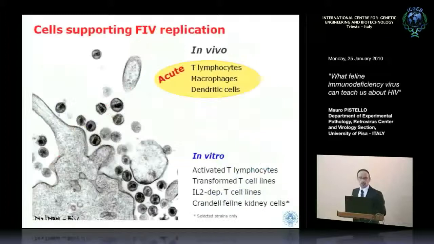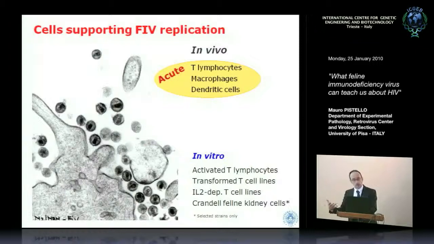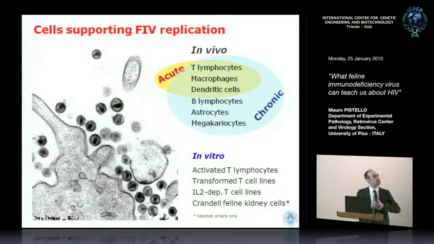What is also interesting is that the cells supporting HIV replication change across the infection. So in the acute phase of infection, again during the first 2 or 3 months, the virus can be found in the T lymphoid cells, again activated T lymphoid cells, macrophages and dendritic cells. But during the chronic phase, the spectrum of infection is enlarged, and you can also find the virus in B lymphocytes, astrocytes and megakaryocytes in very huge amounts. So the virus changes across the infection, and it also changes the spectrum of infection.